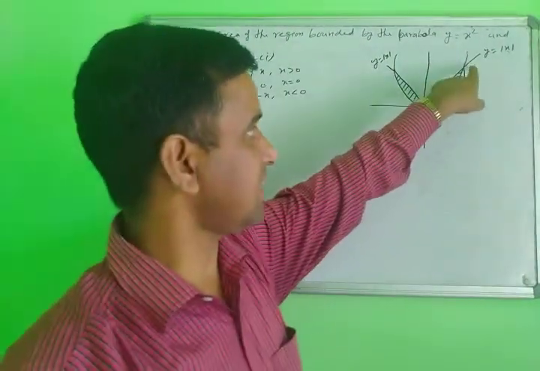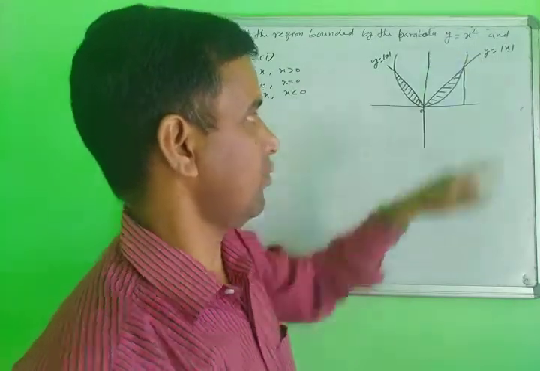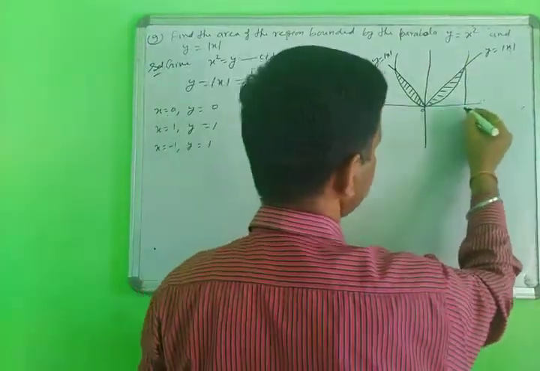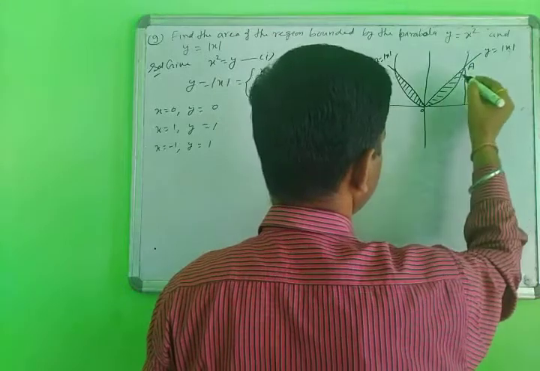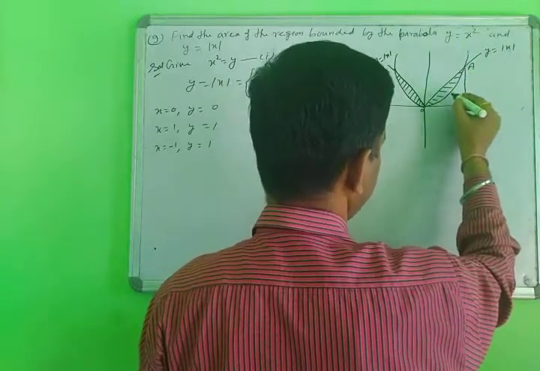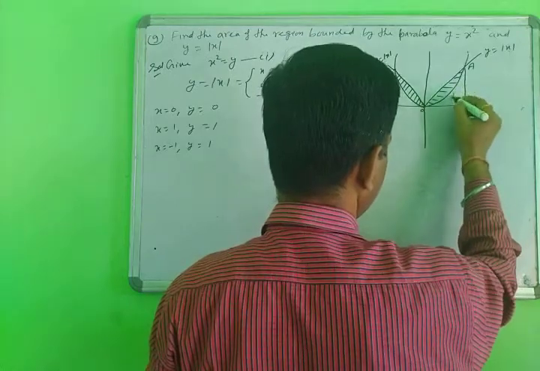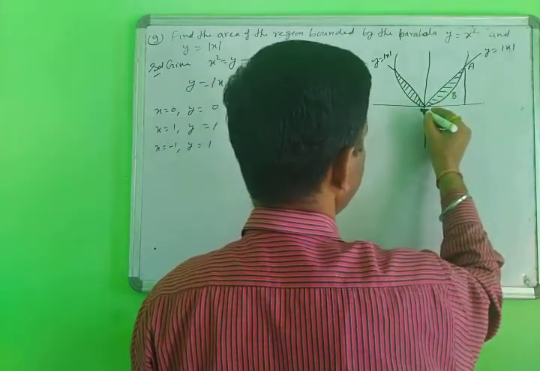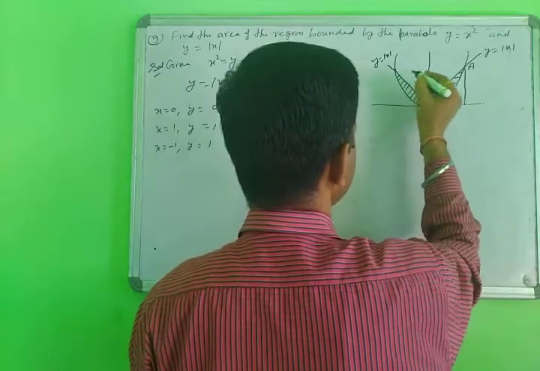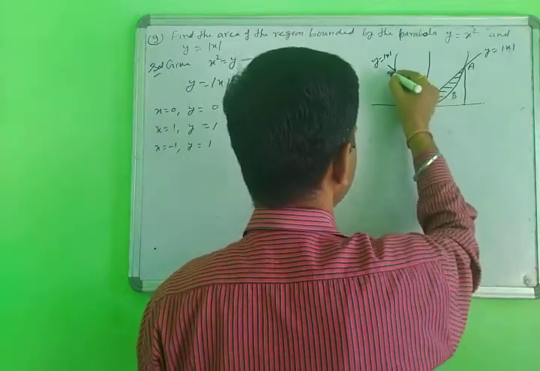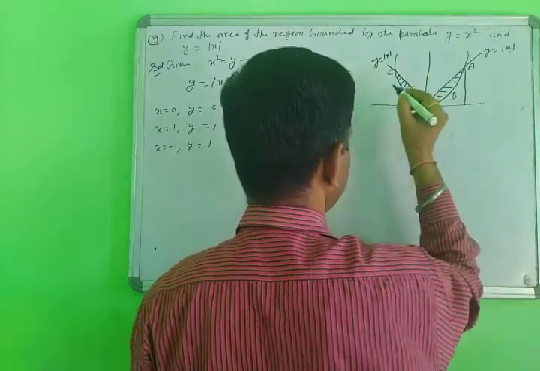First of all, check the intersecting points of the line and the parabola here. Suppose we name this point the A point. A, B, C and D points.